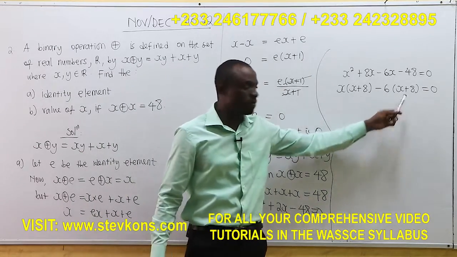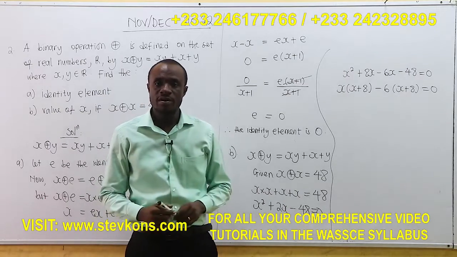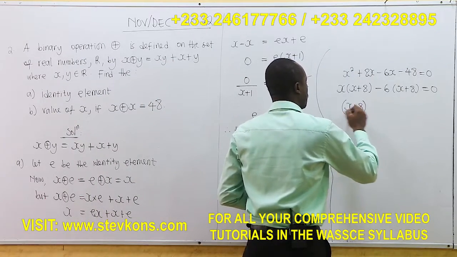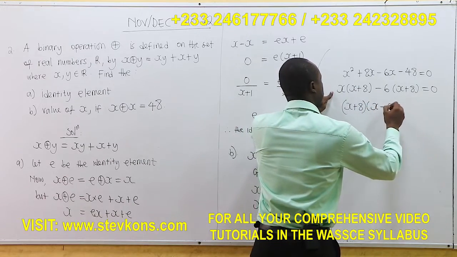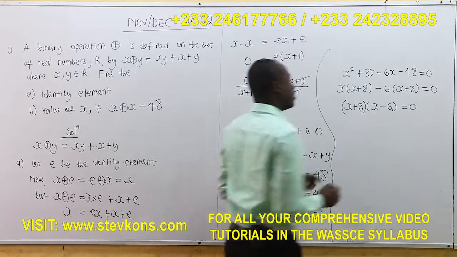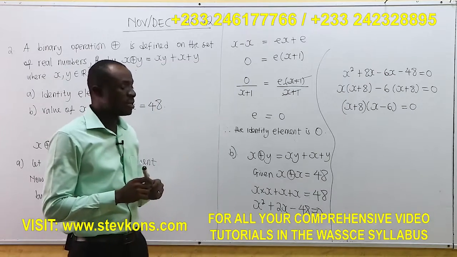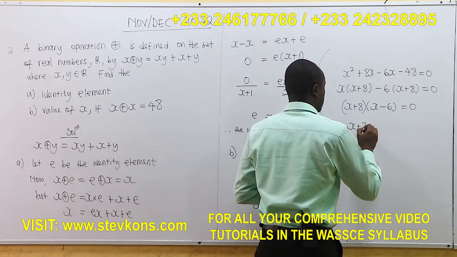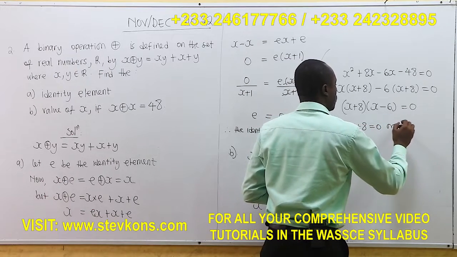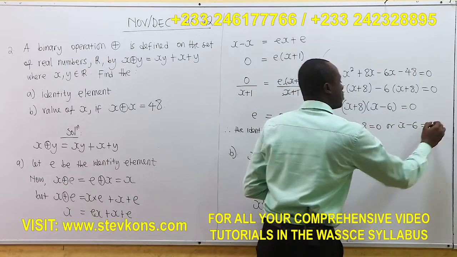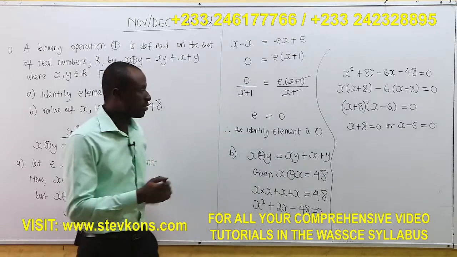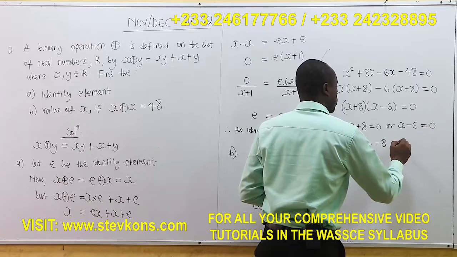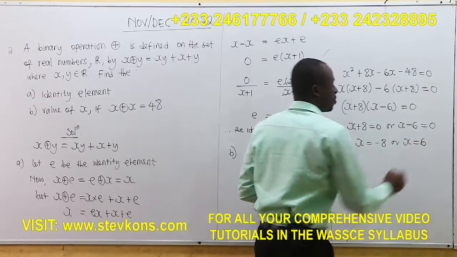x plus 8 is a common factor. We factorize it out. So we have x plus 8 times, what is left? x minus 6, and this is equal to 0. So two things multiplied equal 0. Either the first one, x plus 8, equals 0, or x minus 6 equals 0. So from here, x is equal to negative 8, or x is equal to 6.